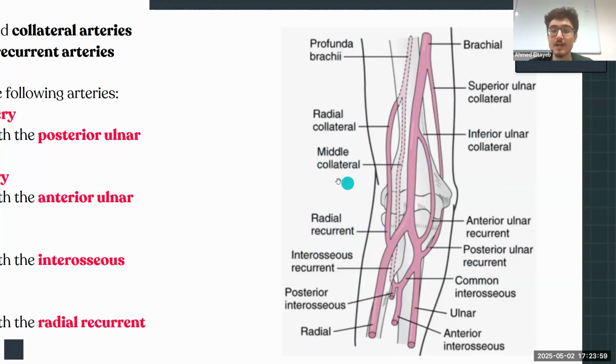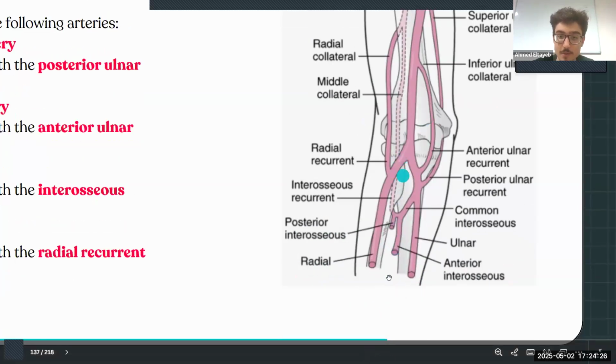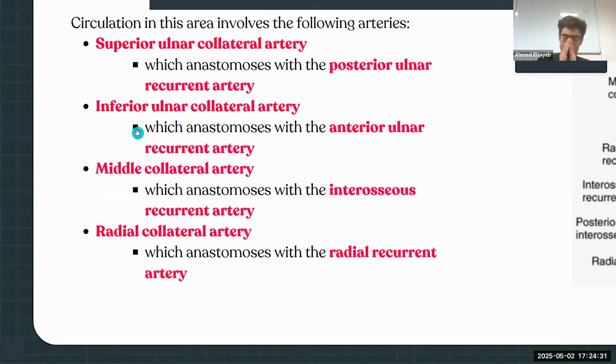What about the middle collateral? It's also coming from the profunda brachii. What does middle mean? It doesn't mean radial. Does it mean ulnar? Well, kind of. Because it's gonna anastomose with the interosseous recurrent. But where does the interosseous recurrent come from? It's coming from the common interosseous. Where does this come from? The ulnar artery. For the middle, it's just talking about the interosseous. You remember, the interosseous membrane is the most middle aspect. But anyway, without looking, guys. I said ulnar so many times, oh my God. Okay.